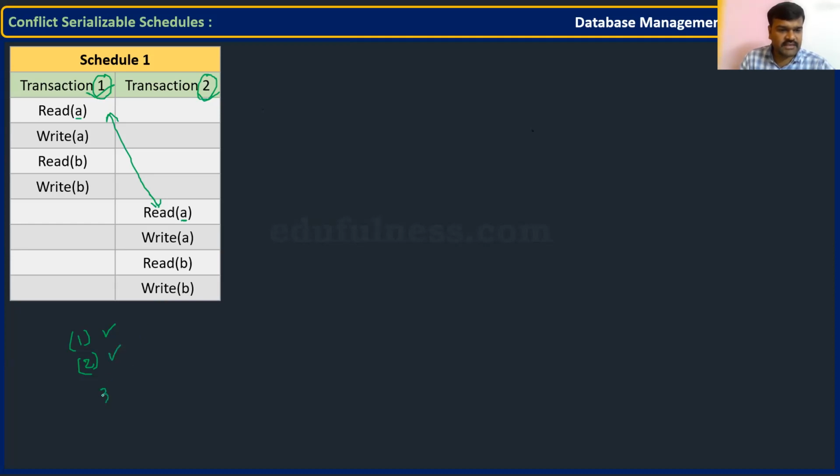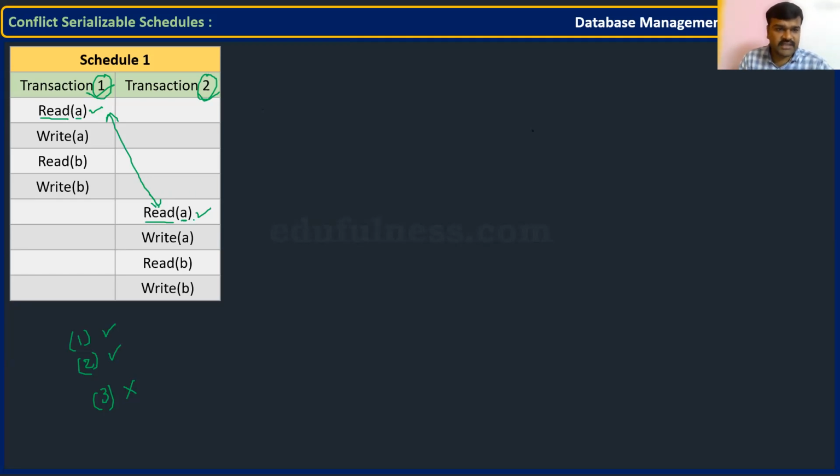But the third one: at least one of them must be a write operation, but both of them are read operations. So the third one is not satisfied. So these two operations are not conflicting with each other, and you can swap them, since they are non-conflicting operations.